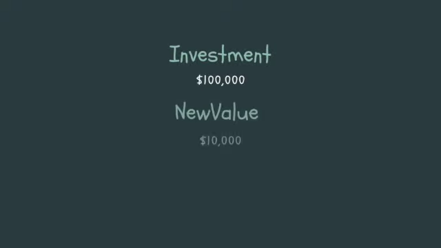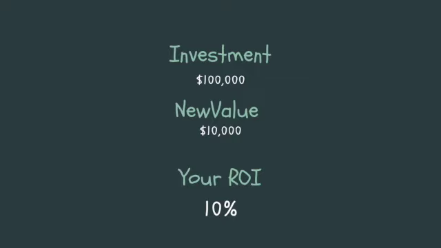So basically what we're talking about is if you invested $100,000, you might want to see $10,000 in a return. That $10,000 is a 10% return on investment. So that's what we're talking about when we say return on investment.